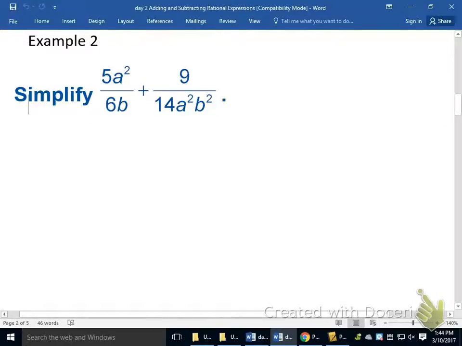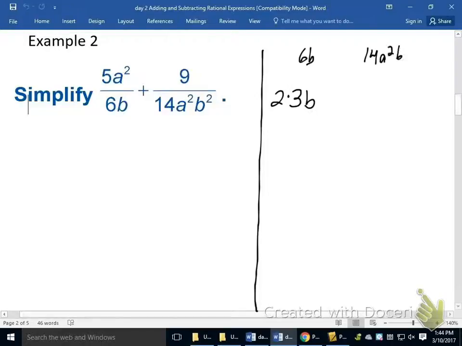So on this problem, I'm going to do a bit of work on figuring out my least common denominator over here to the right, so that way I can actually add the 2 fractions together. For the 6b, 6 is 2 times 3, so I'm going to rewrite it as 2 times 3 and b to the 1st. For 14, a squared b squared, I'm going to rewrite the 14 as 2 times 7, a squared b squared. Again, this is coming from doing prime factor trees. Now, I know my least common denominator is going to be 2 to the 1st power times 3 to the 1st power times 7 to the 1st power.